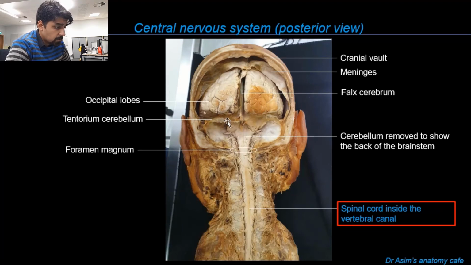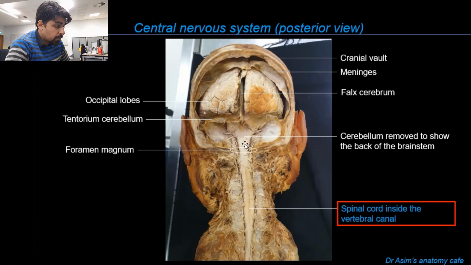Then we can see a horizontal partition of the dura mater here, which is called the tentorium cerebelli, and that is going to separate the occipital lobes at the top from the cerebellum down below. Now, the cerebellum, which was originally residing inside the posterior cranial fossa, has been removed. Once we take out the cerebellum, we can see the back of the brain stem.